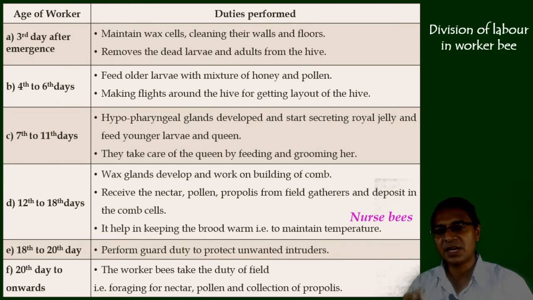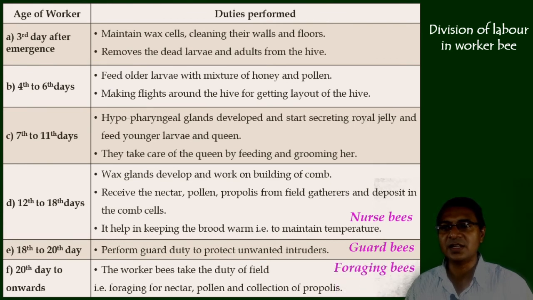It means the collection of water, and that water is sprinkled with the help of fanning, so they maintain the temperature of the colony. Further, from 18 to 20 days, they perform the guard duty. It means to protect against unwanted intruders. From the 20th day onwards up to the 42 to 47 days, the worker bee acts as a forager bee and collects the nectar, pollen as well as the propolis.